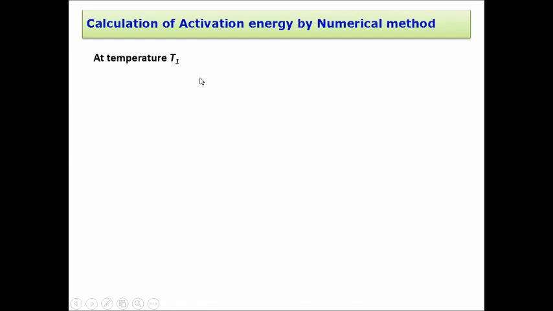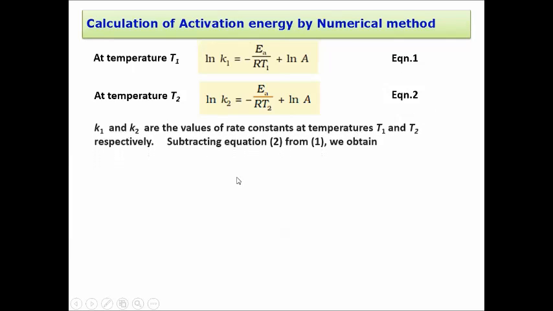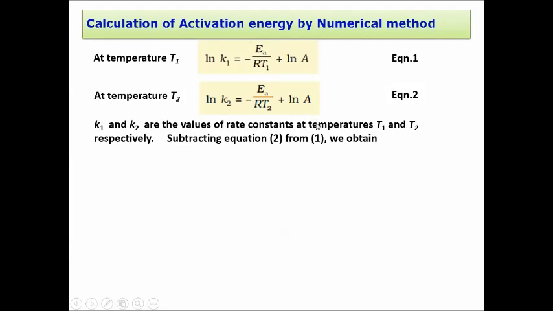Now, if we have the temperature T1, we can have that equation ln k1 is equal to minus Ea by RT1 plus ln A. If we have temperature T2, we can write the equation as ln k2 is equal to minus Ea by RT2 plus ln A. These two equations we have taken as 1 and 2. Now, k1 and k2 are the values of rate constants at the temperatures T1 and T2 respectively.